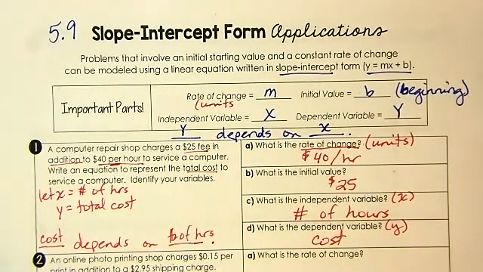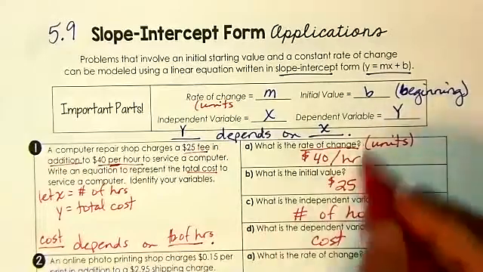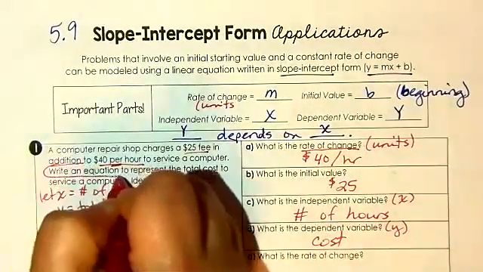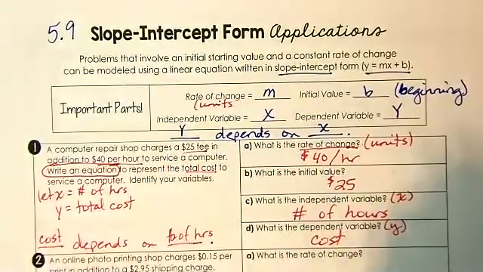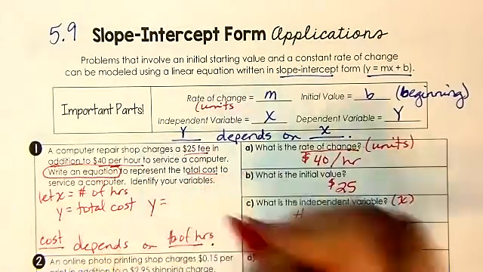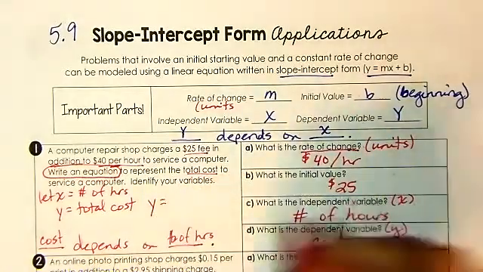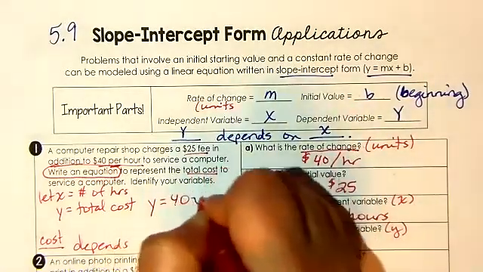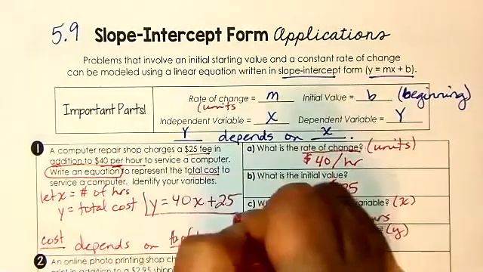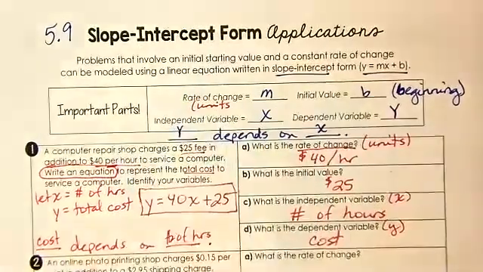Well, we've got to write our equation in slope-intercept form. We filled all this out, but we have to still write the equation. What's the equation? Because that's my question that's being asked. So I plug it in to y equals mx plus b. So we have y equals 40x plus 25. This is my equation.